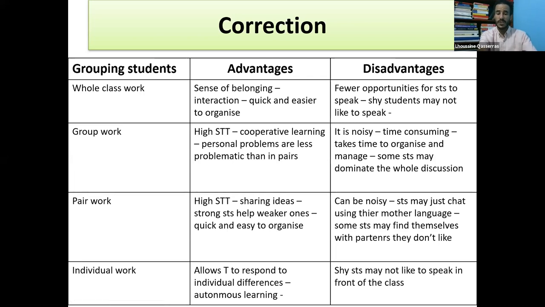Individual work allows the teacher to respond to individual differences. So when you put them in individual work, you can go to him or her and ask, and you can respond to his or her answer, okay. Something interesting about individual work: it's autonomous learning. So here you have two methods, autonomous learning and cooperative learning. Cooperative learning is pair work, group work, whole class, and autonomous learning is individual work.